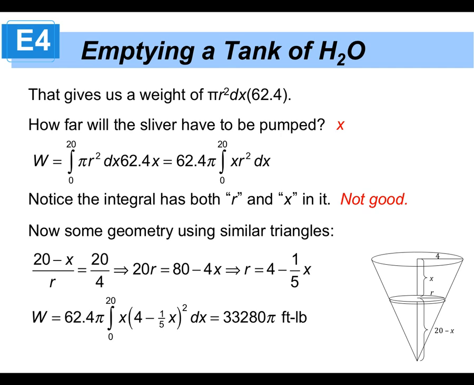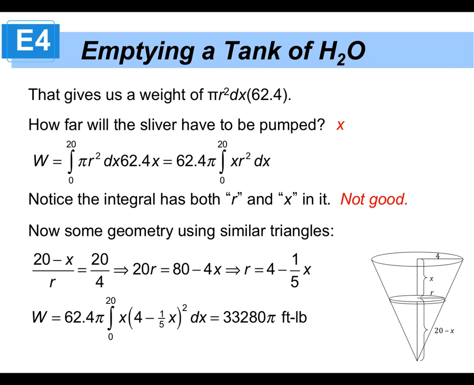Si, senor. You got 20 over 4. How'd you get 20? 20 minus x. Height of the triangle for the sliver, okay. Radius of the sliver, yeah, is proportional to the height of the cone over the radius of the cone. Got it. Okay.